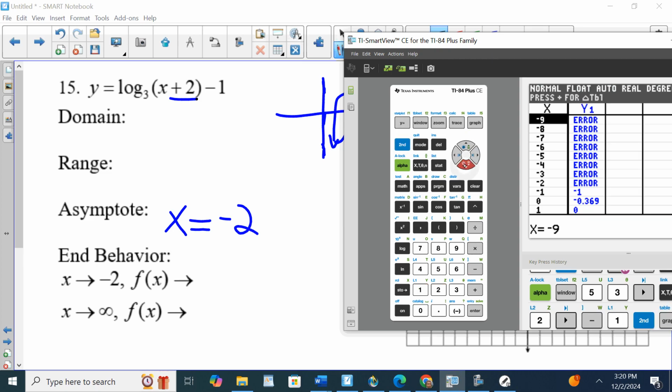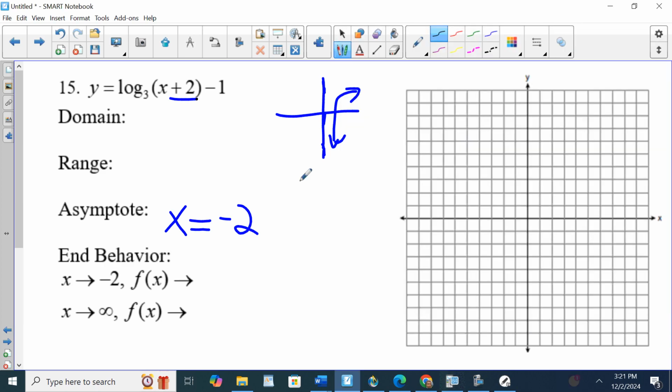The last error, that's your asymptote, and as you see, your last error is -2. Other than that, just find some nice points. I see -1, -1, 1, 0.